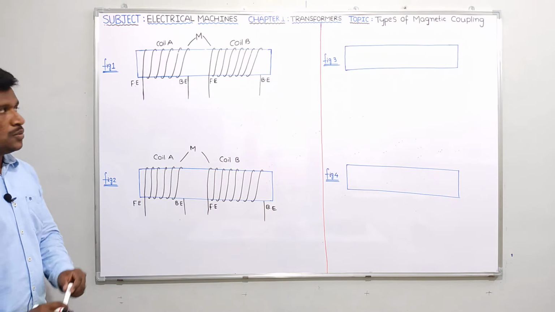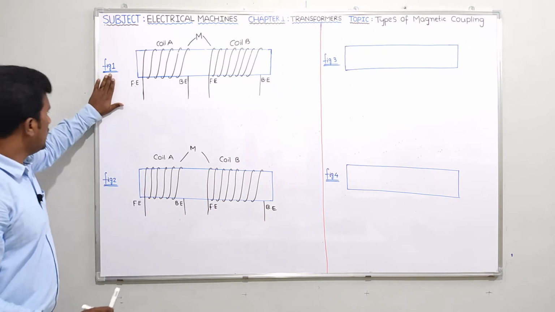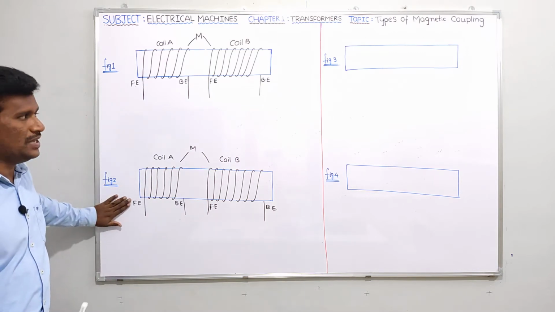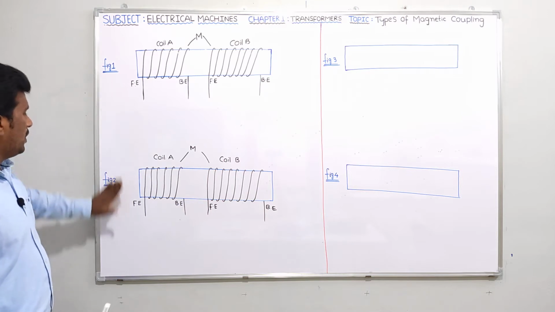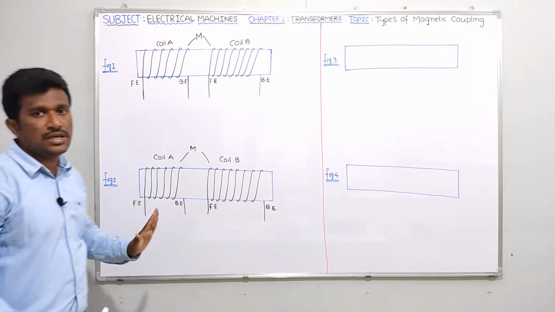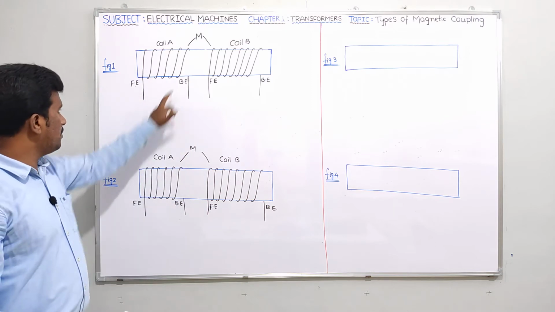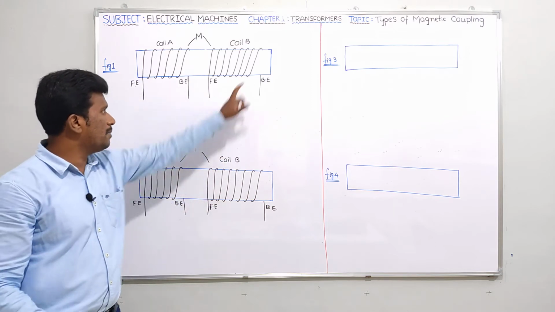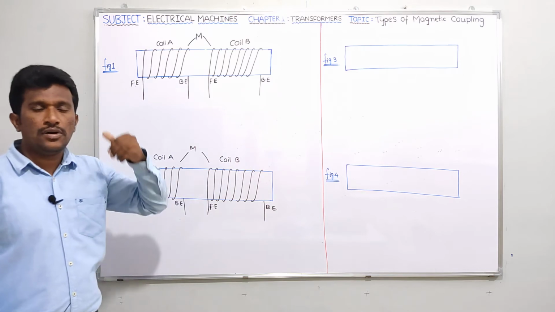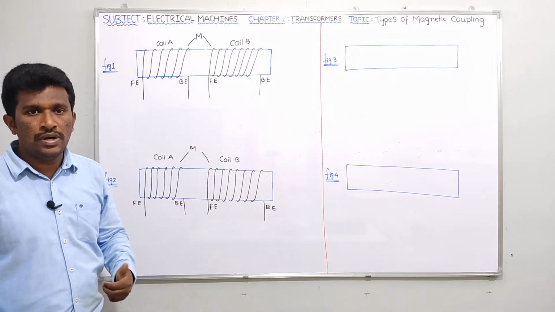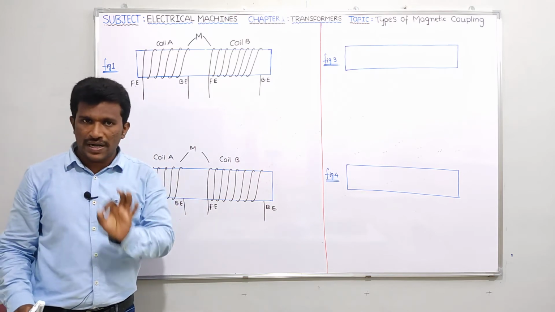Okay. So what is the conclusion, guys? In figure number 1 and figure number 2, please tell me, are figure number 1 and figure number 2 having the same sense of winding or different? Please try to see. Front end, back end, front end, back end. That means figure number 1 and figure number 2 are having the same sense of winding.